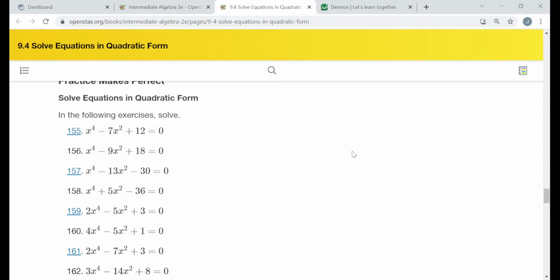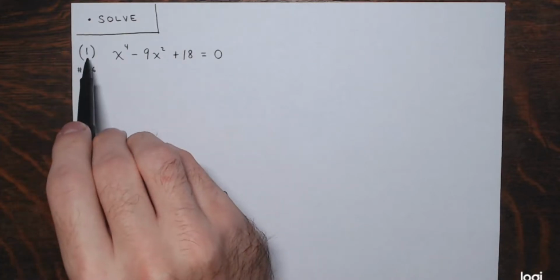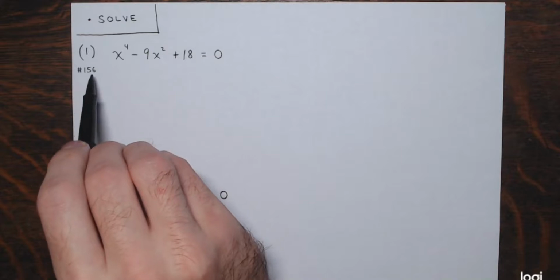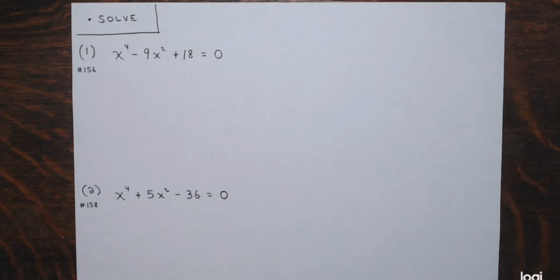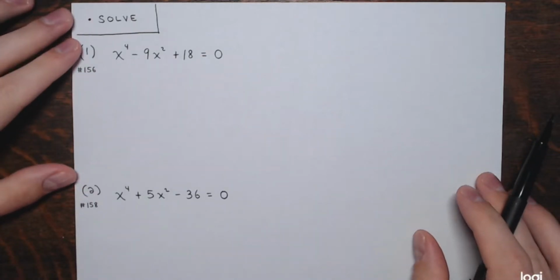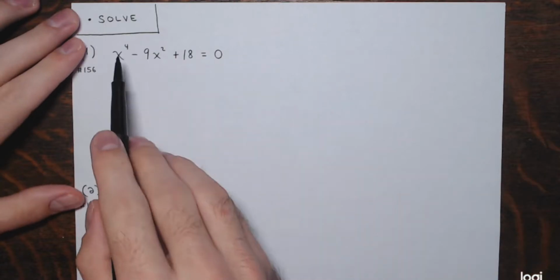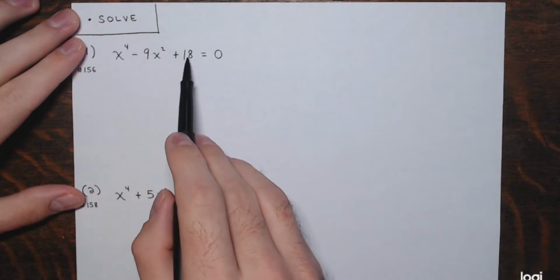Great. So the first question is exercise 156, and I have these written out. So you see example 1, number 156 in the text. We're just asked to solve these equations. Find the solutions, find the numbers that I can replace the variable with to make a true statement. So this first one is x to the fourth minus 9x squared plus 18 equals 0.